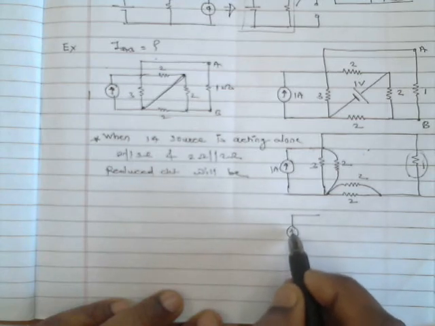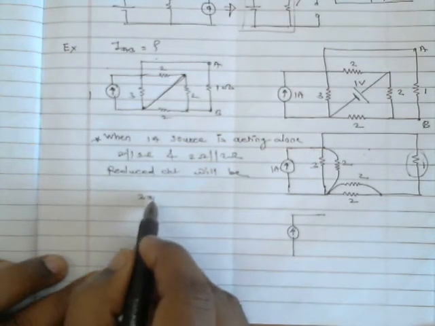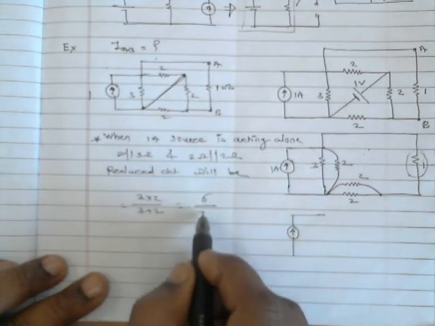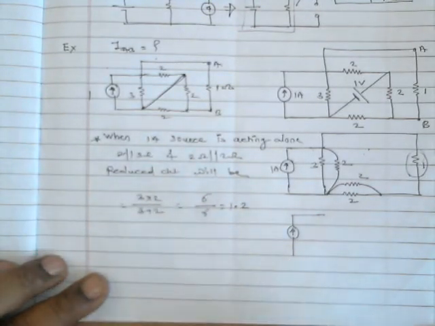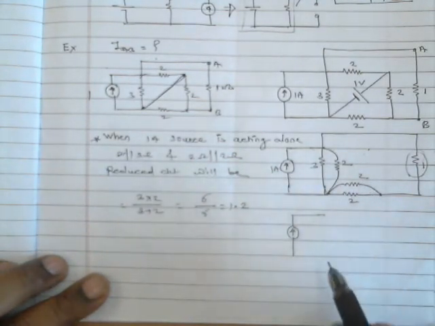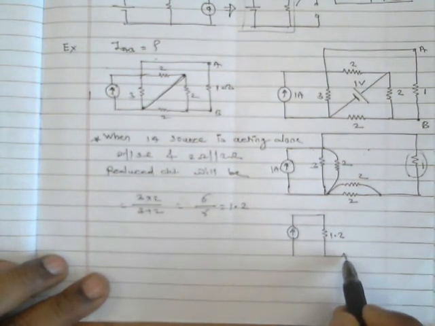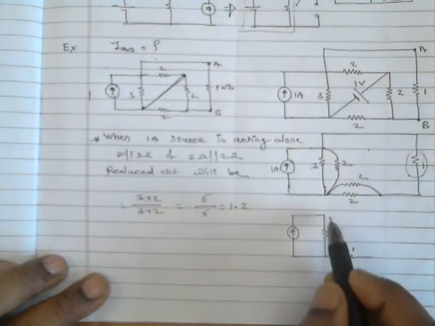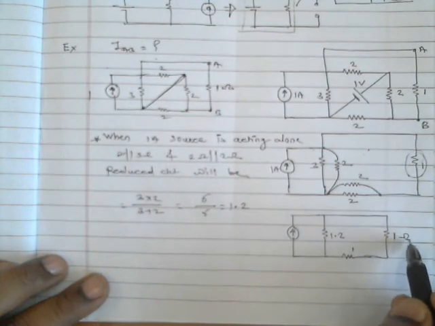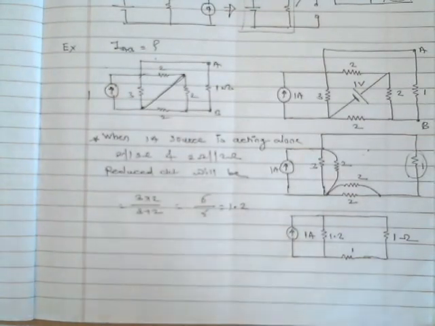You will get the new circuit as this: the 1 ampere will remain as it is. Now 3 and 2 parallel. So what is the parallel value? 3 into 2 divided by 3 plus 2, so 6 by 5, which means 1.2. Similarly 2 and 2 in parallel. When two values are the same, the parallel resistance is half of it. So 3 and 2 parallel gives 1.2, and 2 and 2 parallel gives 1, and this is the outer circuit. Now I will take it like this, 1 ohm. So now we have the reduced circuit in a very simple form.